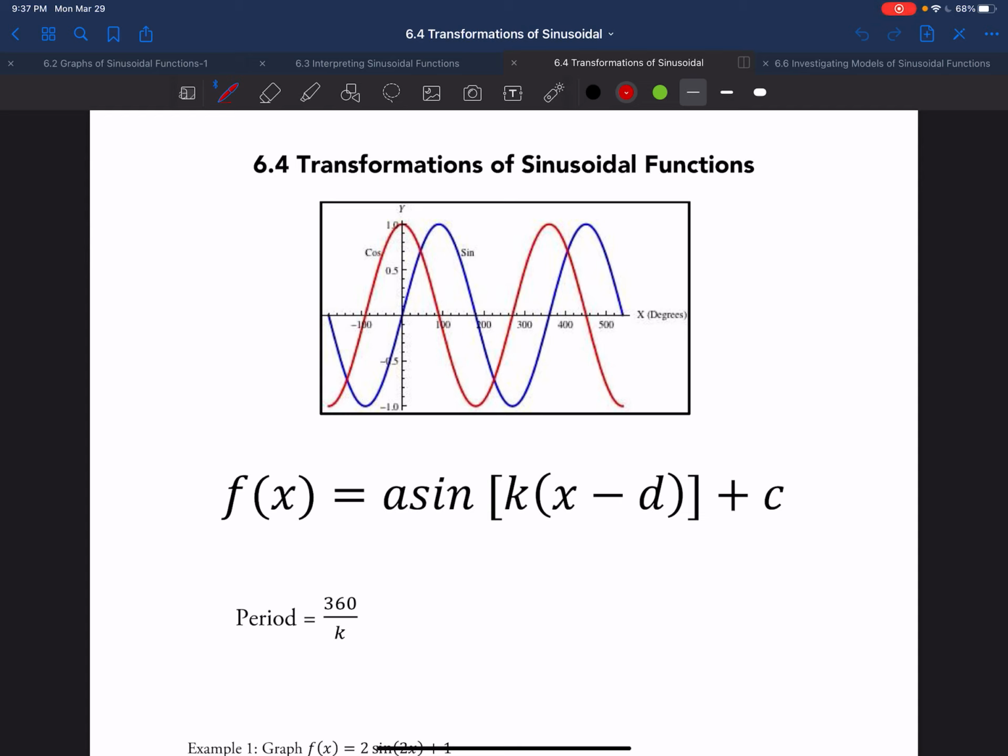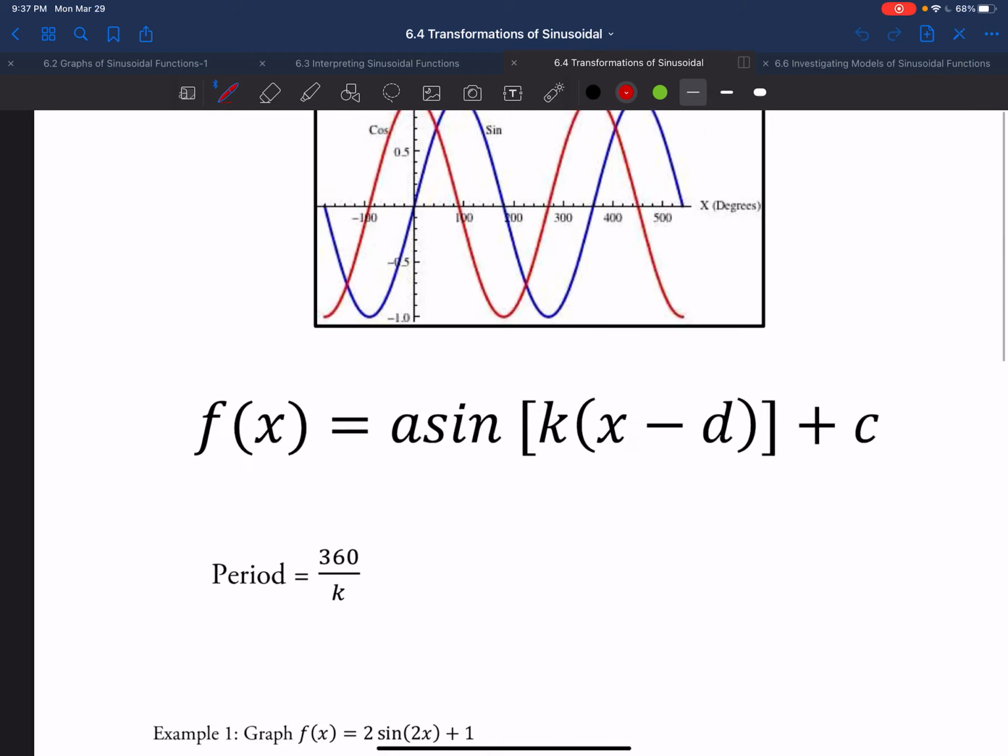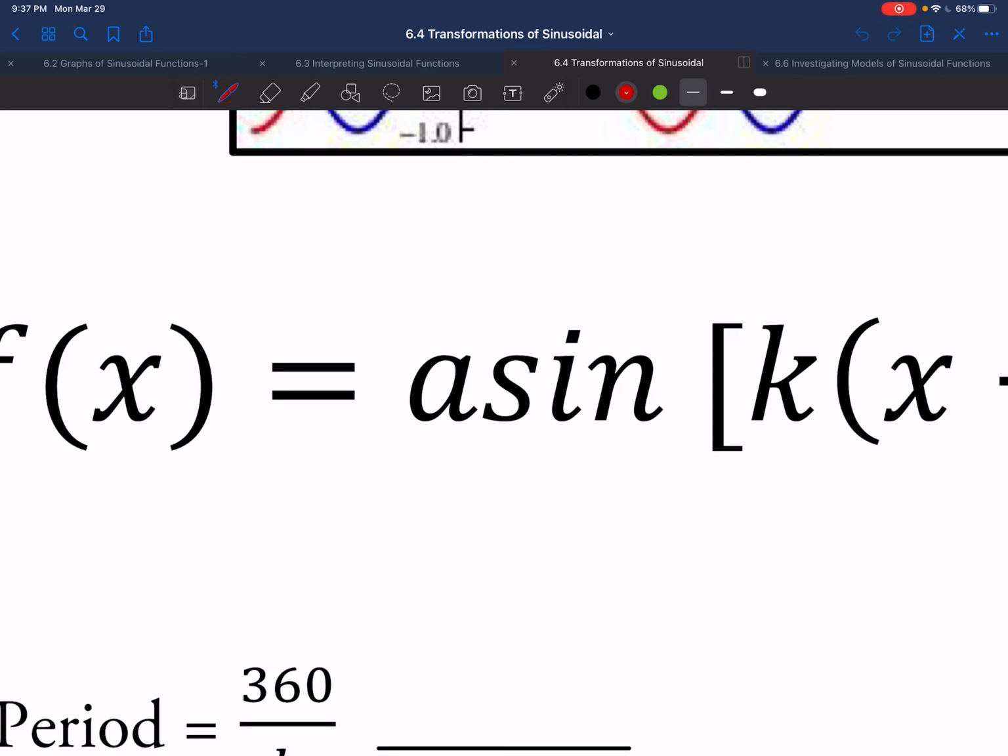All right, so we're doing transformations of sinusoidal functions here. And you'll recognize some of the same letters in our transformation function, A, K, D, and C. They do the same things, but we just have different names for them. So A is still the vertical stretch or compression, but when you stretch or compress a sinusoidal function vertically, that is its amplitude.